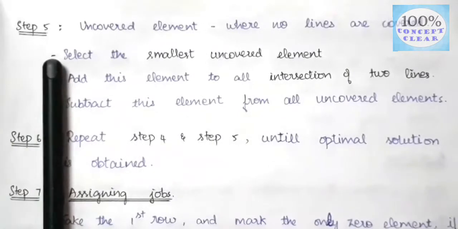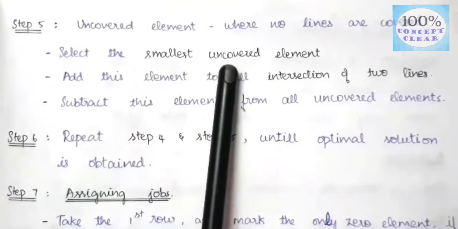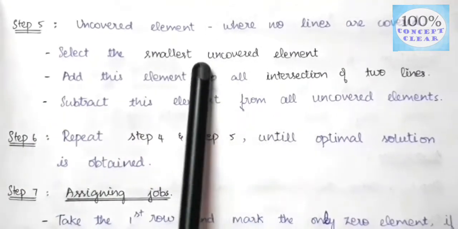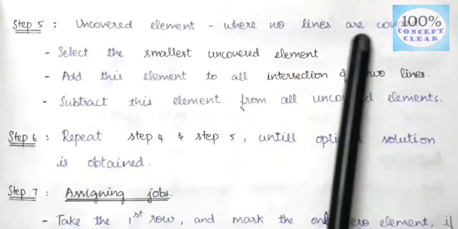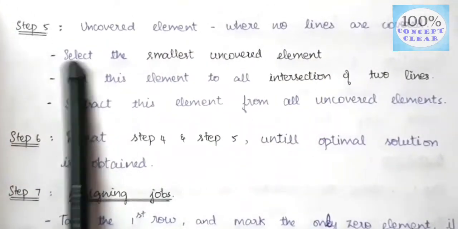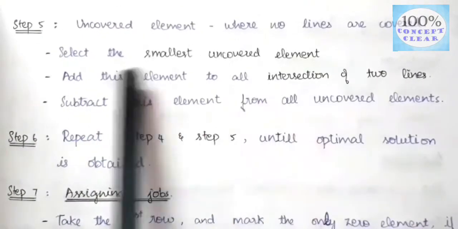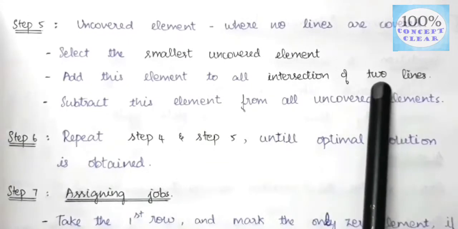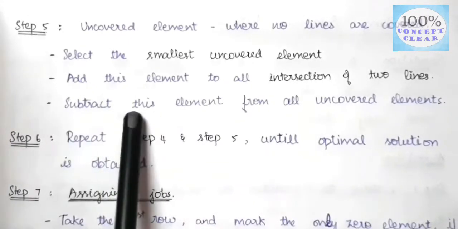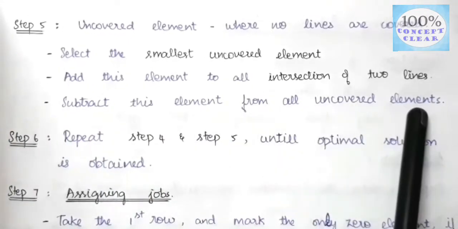Step 5. Select the smallest uncovered element. So what are uncovered elements? An uncovered element is where no lines are covering. So select the smallest uncovered element and add this element to all the intersections of 2 lines and subtract this element from all uncovered elements.